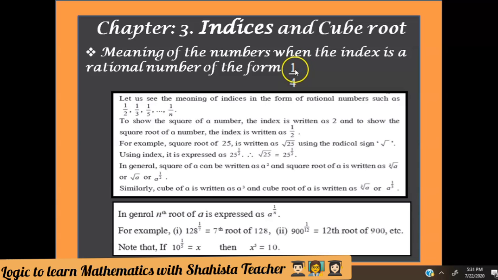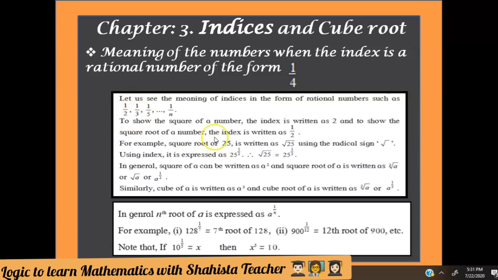This is there in your textbook, on the page where this chapter starts. Let us see the meaning of indices in the form of rational numbers such as 1 upon 2, 1 upon 3, 1 upon 5, dot dot dot, 1 upon n. These three dots mean ellipsis. Here n is a natural number, and all these numbers, 1 upon 2, 1 upon 3 and 1 upon 5, are rational numbers. Is that clear?